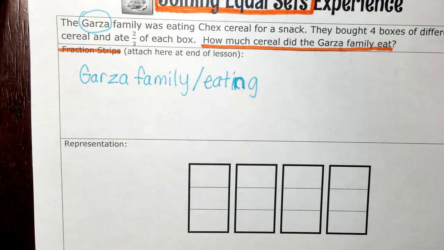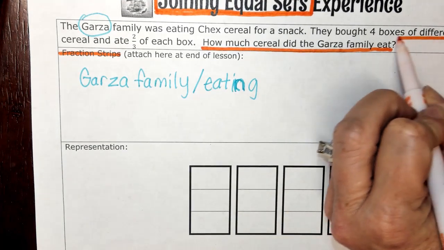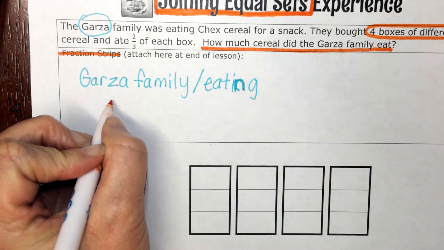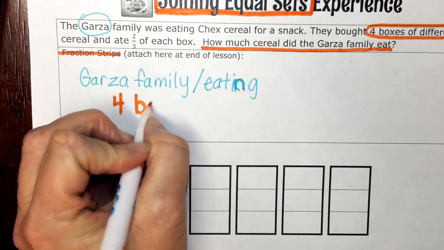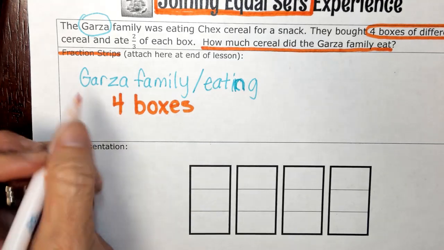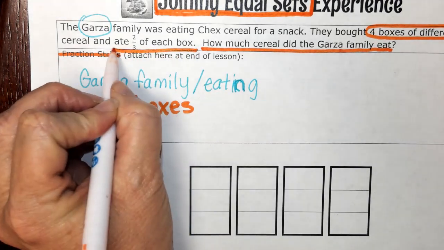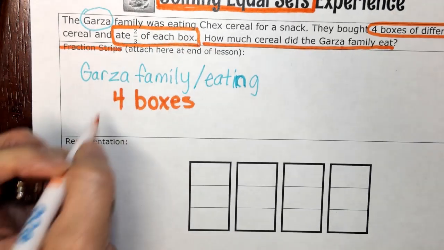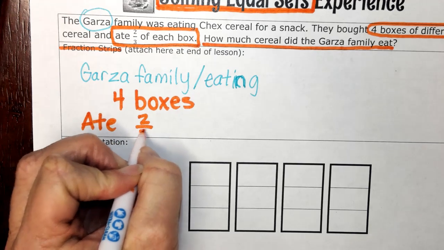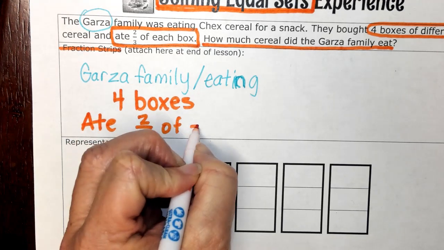Okay, so now that we know that we're talking about the Garza family and they're eating cereal, we want to go back and see what is it that they're eating? Well, they have 4 boxes of different kinds of cereal, so I'm going to write that down. 4 boxes. And we know that they ate 2/3 of each box. 2/3 of each.